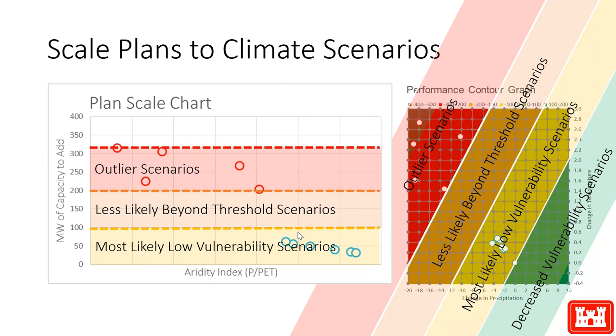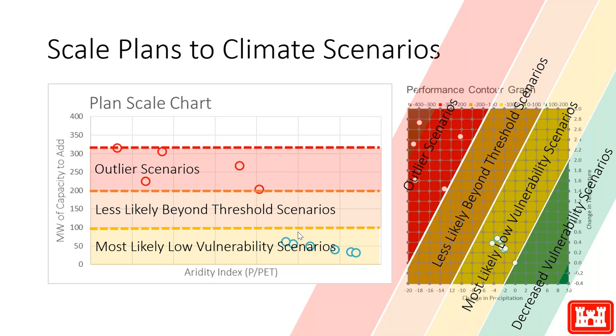We can create and optimize strategies dealing with each of these different grouping scenarios. So we develop a set of adaptation plans for this most likely low vulnerability set of scenarios. We develop a separate set of adaptation strategies, which provide us with the additional robustness required to meet our commitments under the less likely beyond-threshold set of scenarios, and maybe even a set to deal with the outlier, very extreme, hotter, drier conditions represented by the red scenarios.